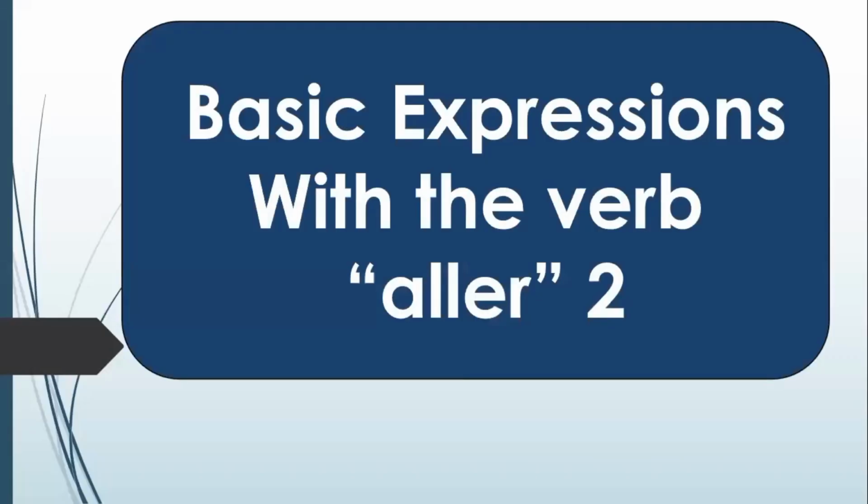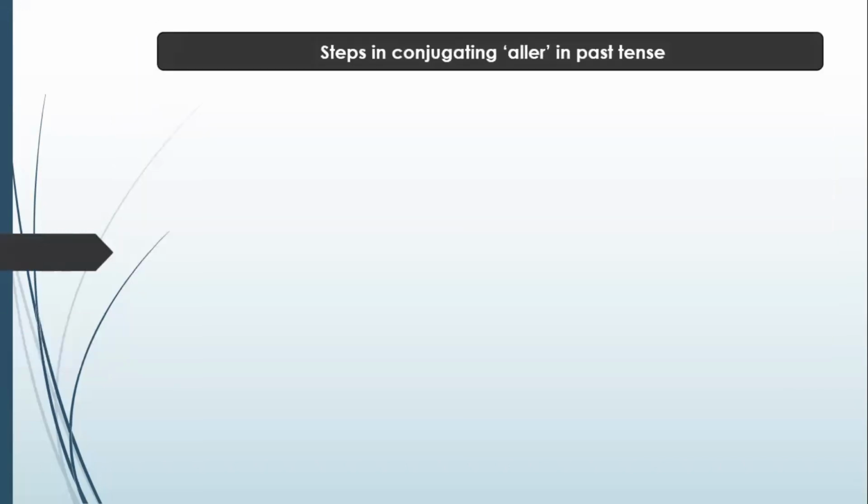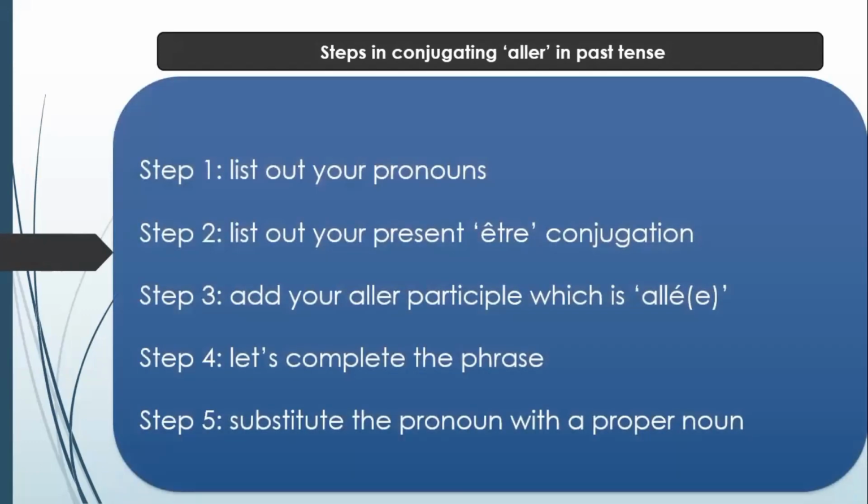Basic expression with the verb aller, to go. This is the passé composé, that is the past tense of the verb aller, its usage and the conjugation. So basically, we have steps in conjugating aller in past tense, and here are the steps. We have just 5 steps in conjugating.